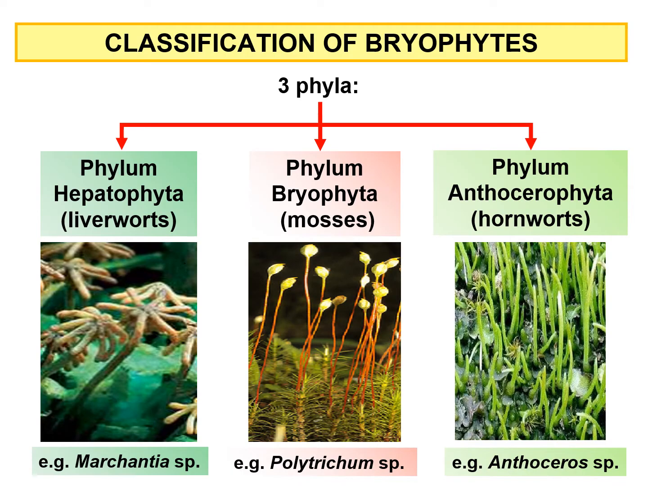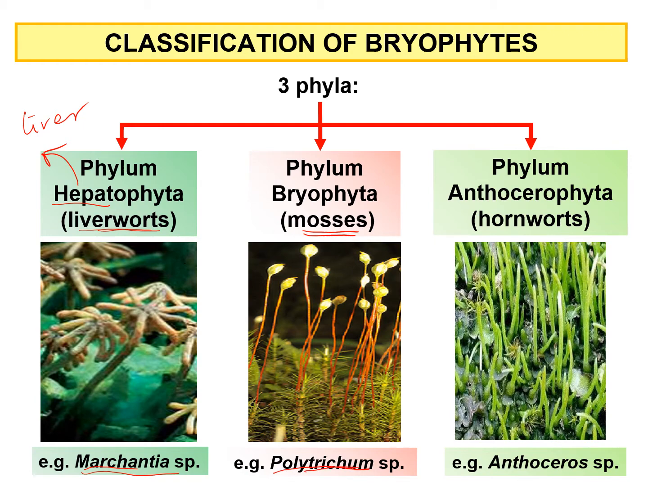Bryophytes divided into three phyla. Hepatophyta. Hepa usually means liver. So the example of hepatophyta is liverworts. Ini nama common dia lah, liverworts. Nama spesies dia ialah Marchantia species. While bryophytes, ni adalah mosses. Biasa kita panggil lumut jati ke bahasa Melayu dia, lumut jati mosses. The scientific name is Polytrichum species.